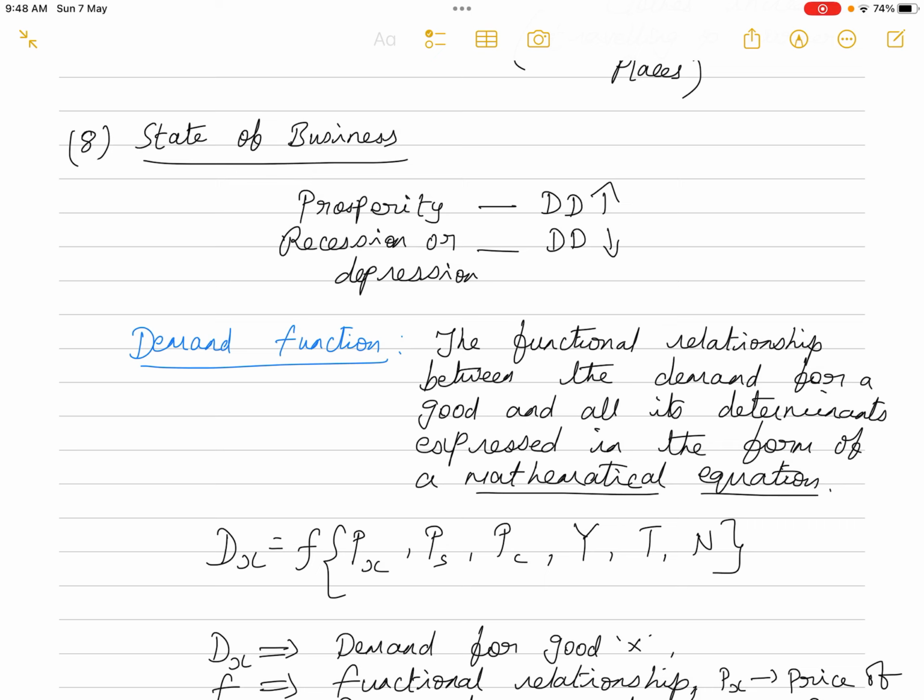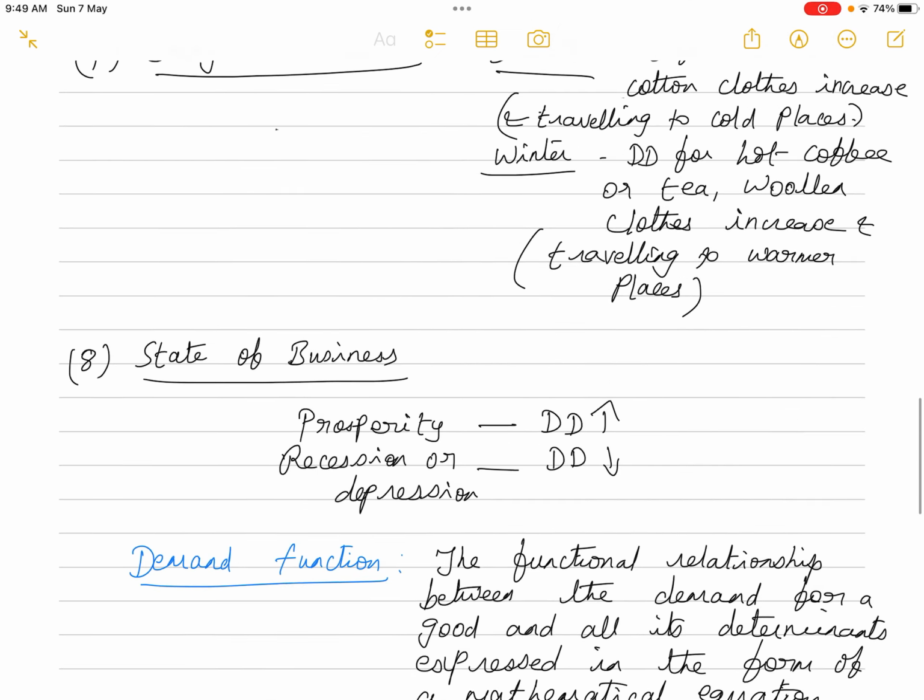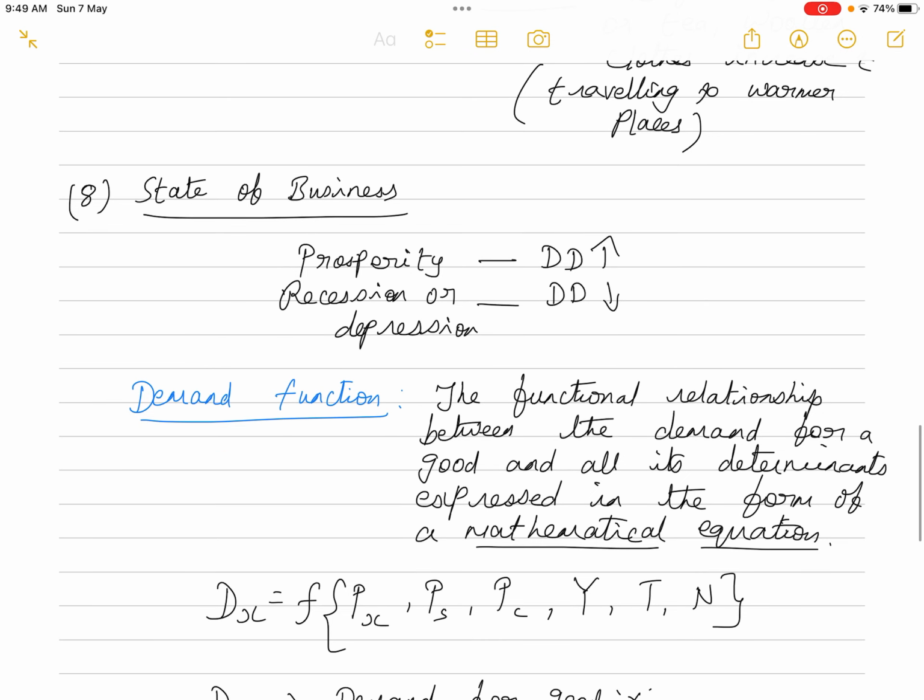But business will not always move in the upward direction. After reaching the top, it will come down. Okay, this is what is called the business cycle. So whenever there is a downward swing in business, like recession or depression, there will be an opposite effect. The incomes are decreasing, the employment is decreasing, the production is decreasing, so the demand for the commodity will also decrease.